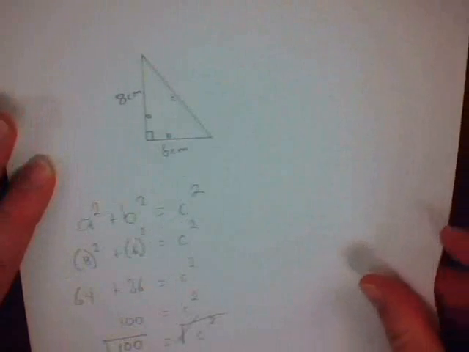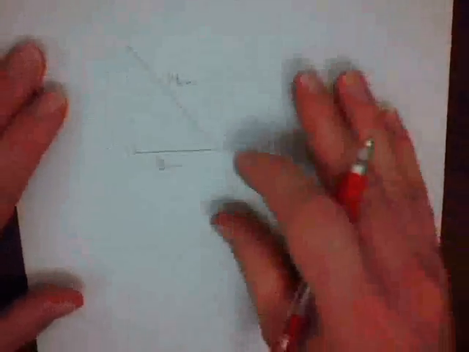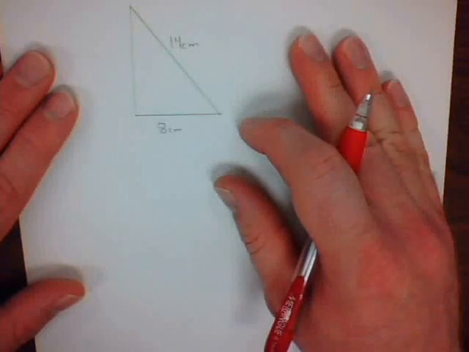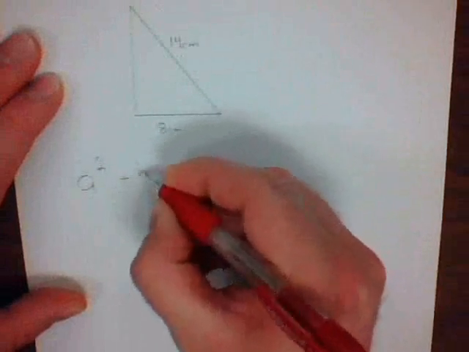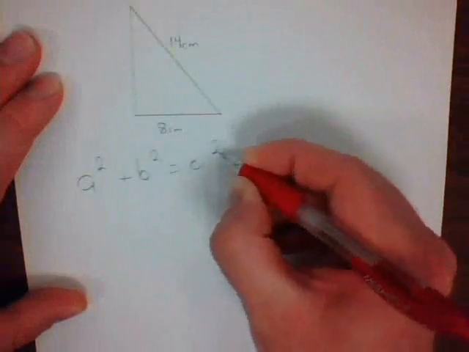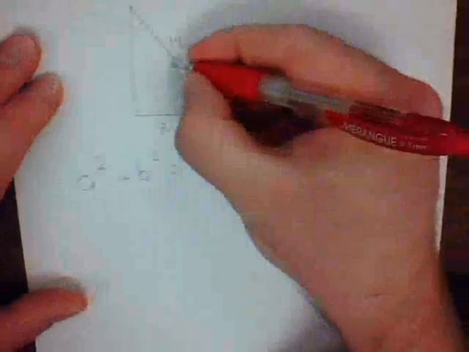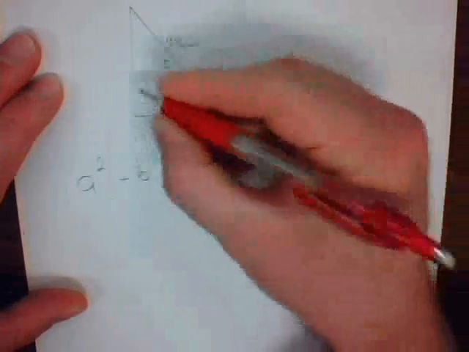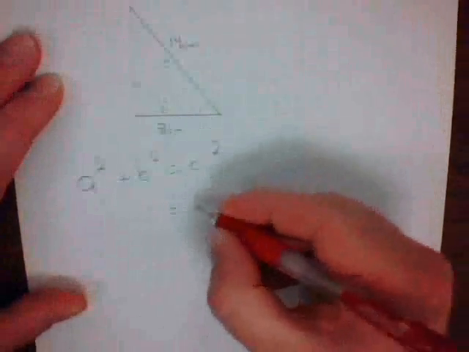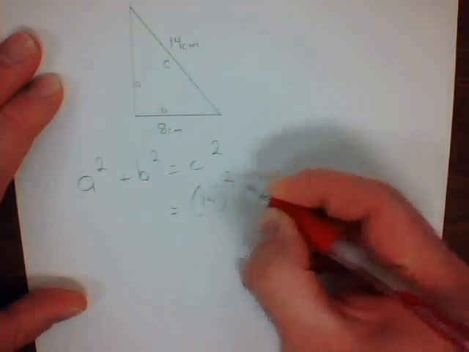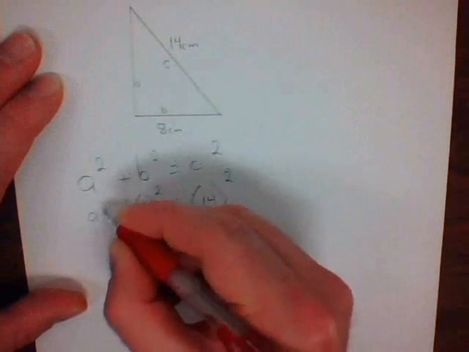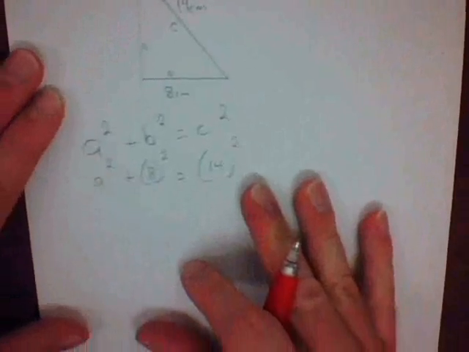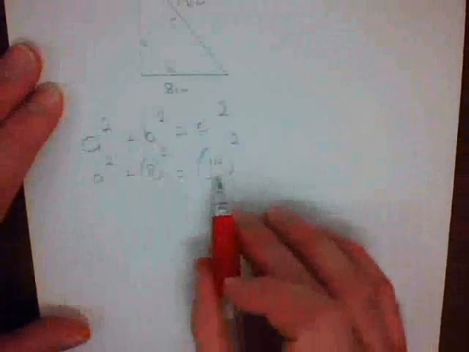That's the first example. Second example, what if I have an equation that looks like this? Once again, begin with the formula. Plug in the information you know. This is C, and this is A and B. Replace the variables that you know. Simplify what you can simplify.